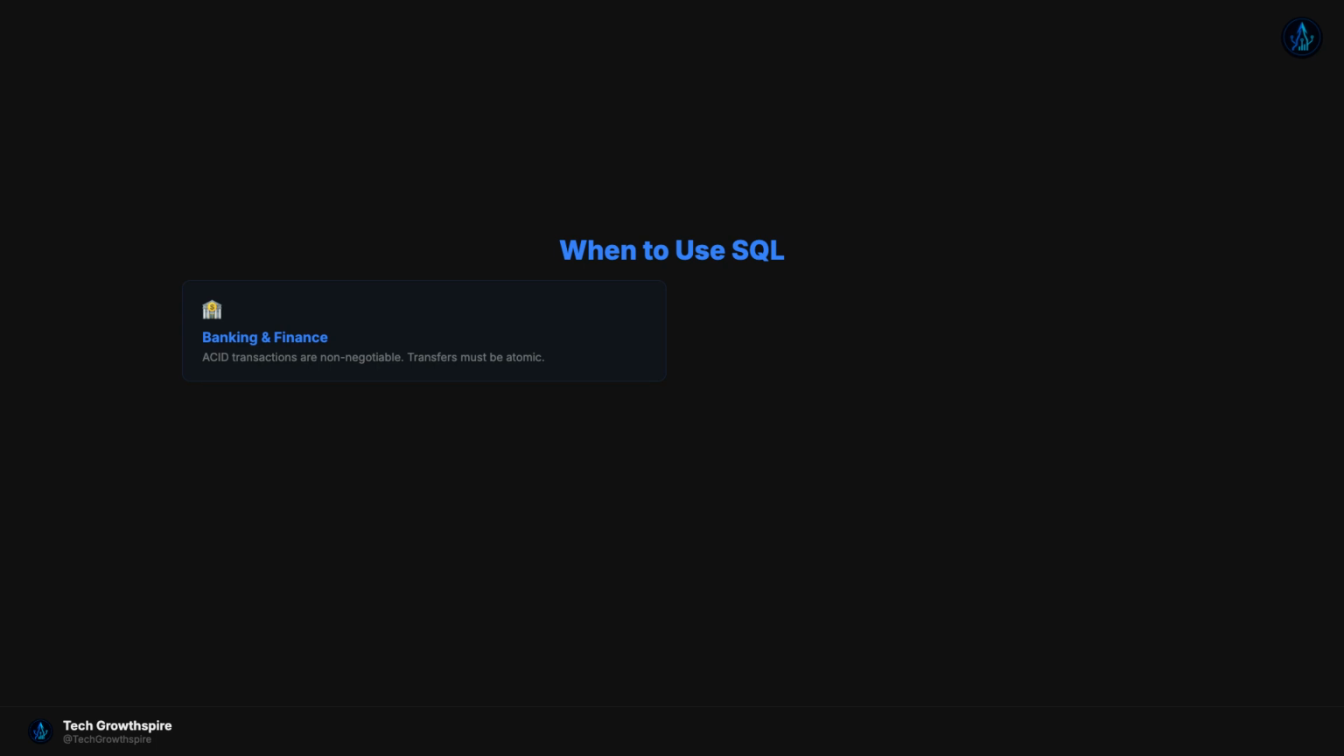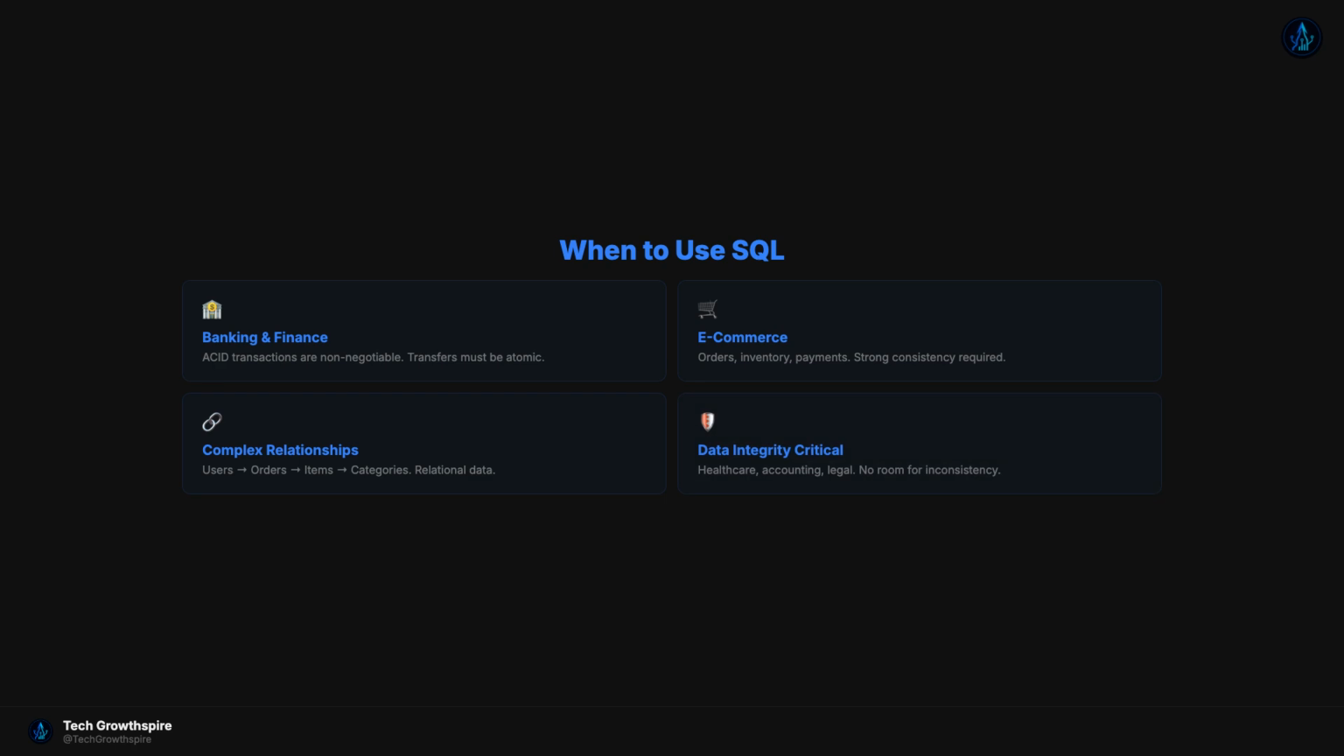So, when should you use SQL? Use SQL for banking and financial systems. ACID transactions are non-negotiable. A transfer must be atomic. Use SQL for e-commerce, orders, inventory, payments. These need strong consistency and relationships.